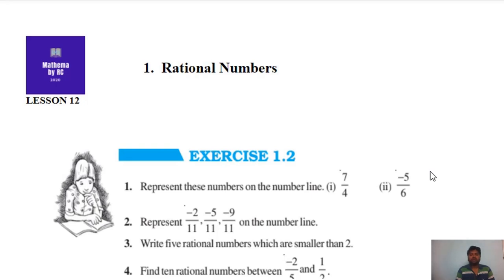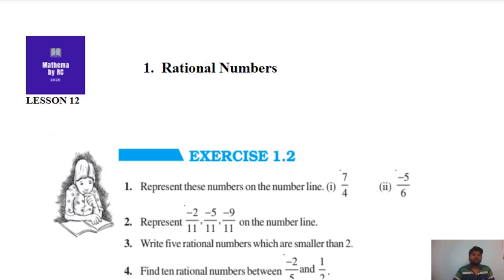This is our last class of this chapter, rational numbers, and lesson 12. In the previous lesson 11, we discussed different kinds of rational numbers and their properties: closure properties, associative properties, commutative properties, distributive properties of rational numbers, and the number line representation of rational numbers. In this exercise 1.2, and we also discussed the exercise 1.1 also.